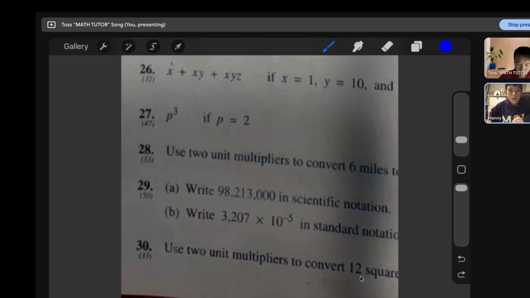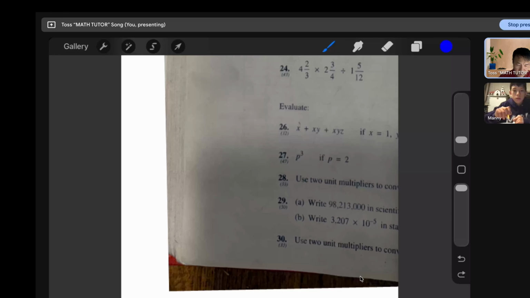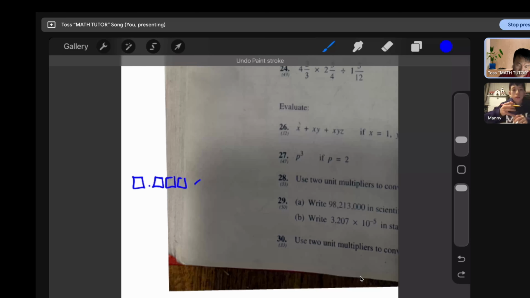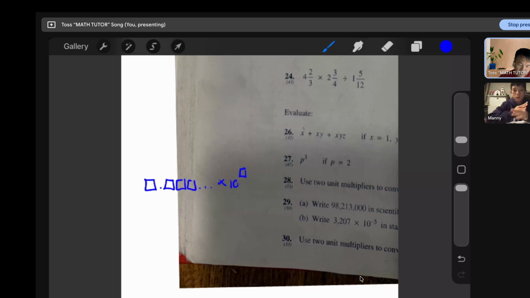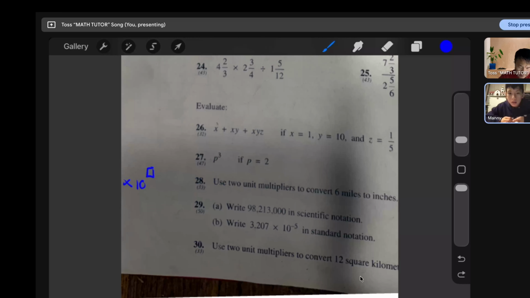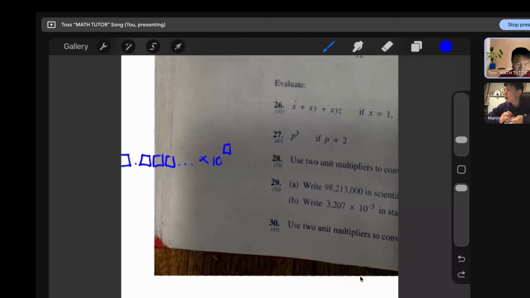So it would be... Do you remember the form of scientific notation? Do you want me to write it out, or do you remember the format of it? It looks something like this, right? Times, you can have as many digits behind the decimal here, times 10 to some power. So this is your scientific notation. Is it 98,213 times 10 to the third power? No. I'm glad, because we haven't done this for a while.